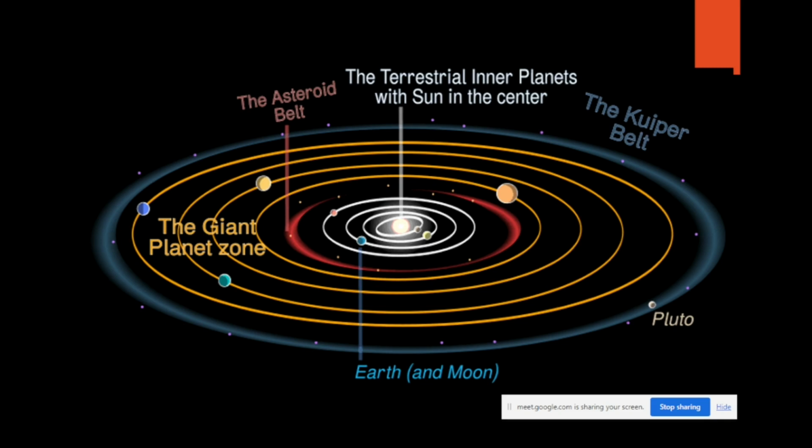So this is the map of our solar system. And here you will see different orbits of different planets. These white ones are the orbits of the inner planets. This red one is called the asteroid belt. This is where you have most of the asteroids. And the yellow orbits are the orbits of the larger or outer planets like Jupiter, Saturn, Neptune. Those yellow concentric circles are the orbits. Then we have the Kuiper belt.